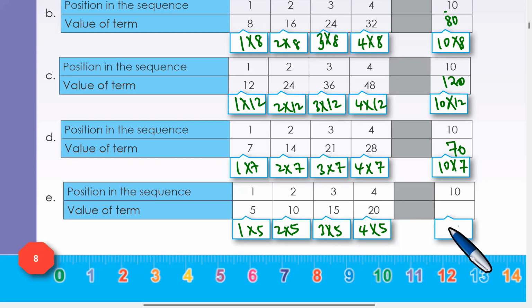Okay, so what must be here? What is the position here? The position is what is on top here. 1, 2. This one is grayed out because they jumped the position: 1, 2, 3, 4, and there was supposed to be 5, 6, 7, 8, 9, 10, but they jumped. So what is the position here? Is it 10 times 5? Times 5. Well done. What is 10 times 5? 50.